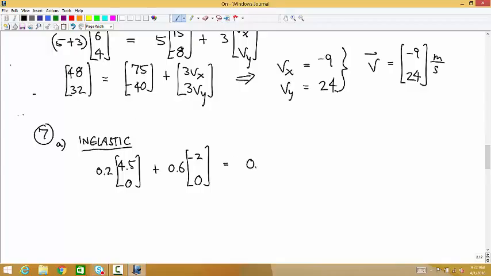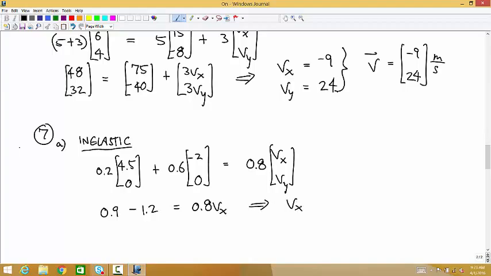And then after the collision, you have a combined mass times the velocity vector. And so 0.9 minus 1.2 is equal to 0.8 Vx. So Vx is equal to, what's that, negative 3/8?